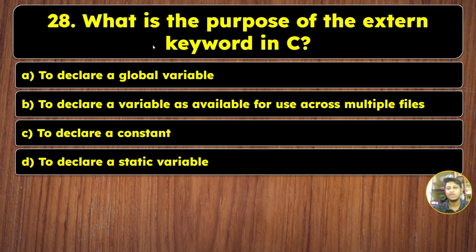So our next question is, what is the purpose of the extern keyword in C? Why are we using this extern keyword in C language? Option A is to declare a global variable. Option B says to declare a variable as available for use across multiple files. Option C says to declare a constant. Option D is to declare a static variable. So it is talking about the extern keyword. You can comment down which is the correct answer according to you. So its correct answer is option B.